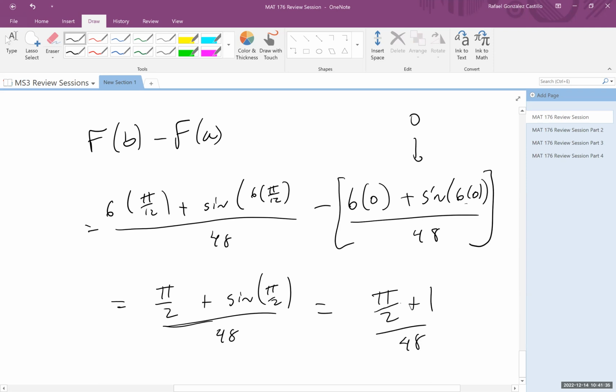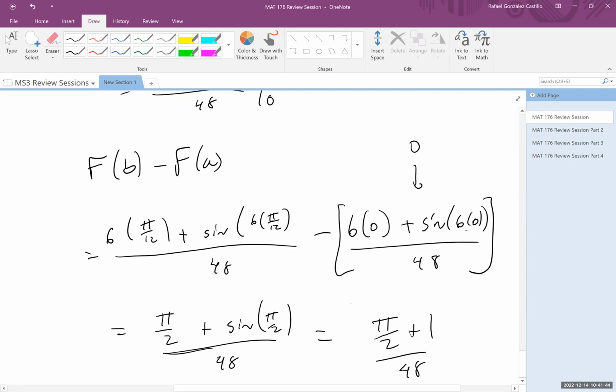You could simplify this a little bit more if you wanted to. You could get rid of the fraction in the denominator by combining using the LCM. But this is the final answer.